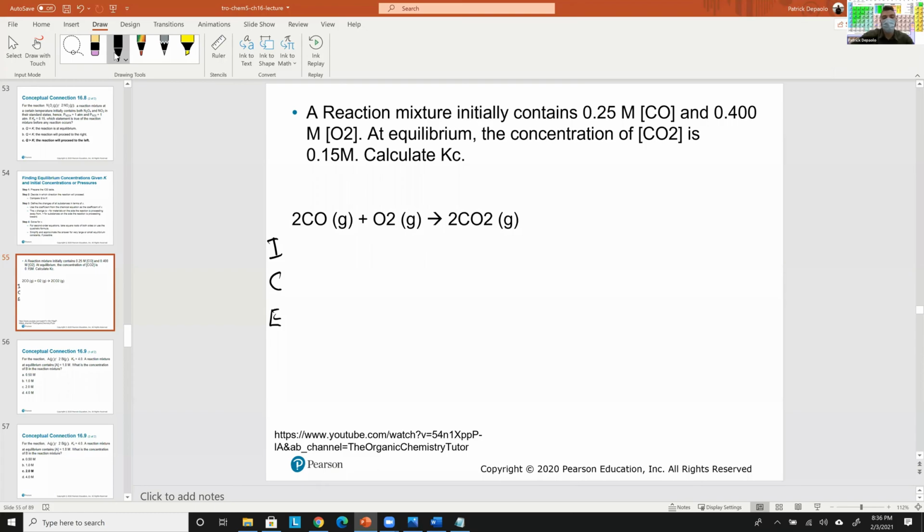So what we do is we write down the concentrations initially. So initially we have 0.25 CO, all right? I'll write them in different colors. I'll use rainbow. 0.25. O2, we have 0.400. Now, what about CO2? It doesn't say anything, but what is it?